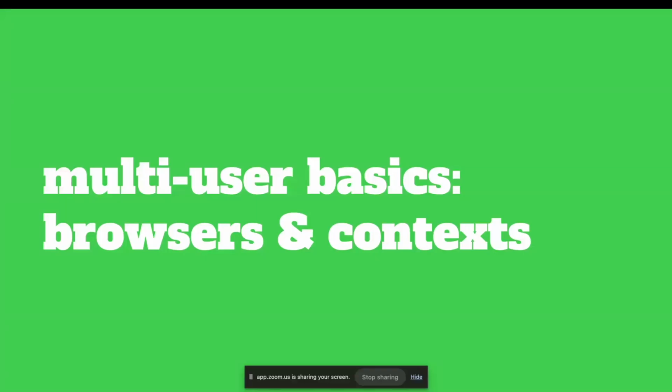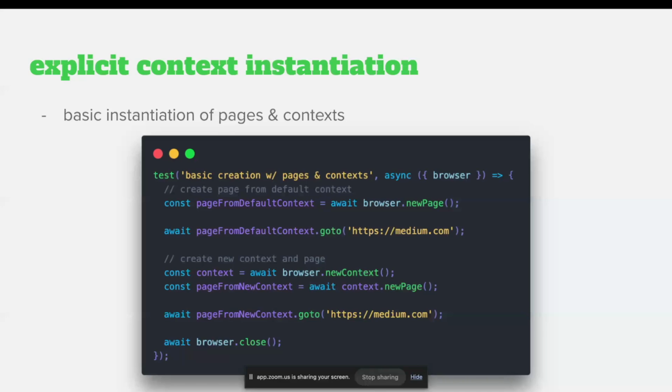Multi-user basics, browsers and context. So I keep on saying context. When you launch the browser on Playwright, it instantiates an application running behind the scenes. In order to really do anything, you need to have an instance of a browser and an instance of the page. So this is how we can leverage some of the patterns for this. Here's a really basic example of page and context instantiation in a Playwright test.